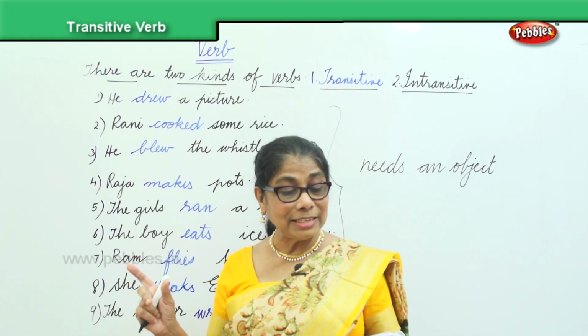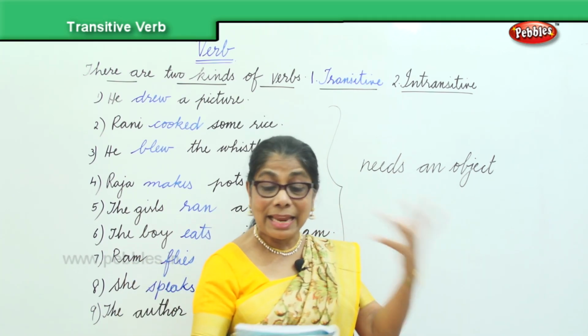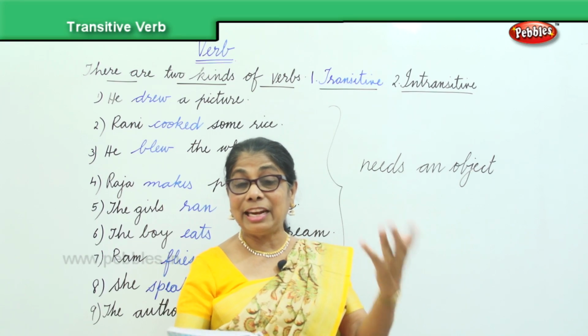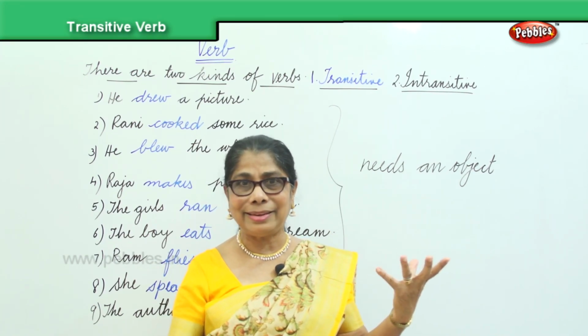These are the objects. The subject needs an object to complete the sentence. So what is a transitive verb? A transitive verb needs an object. It takes an object. It requires an object after it to complete the transitive verb.